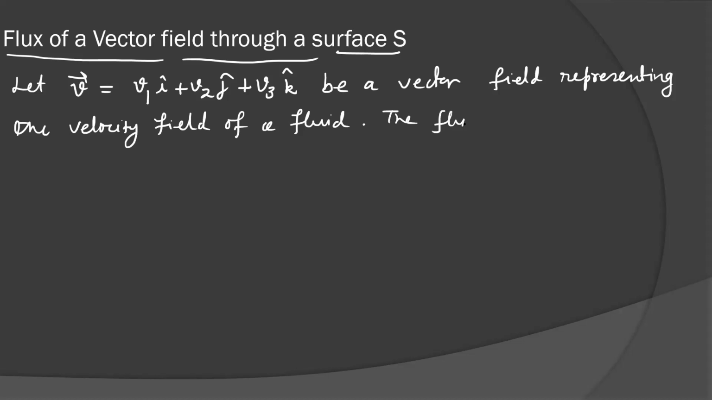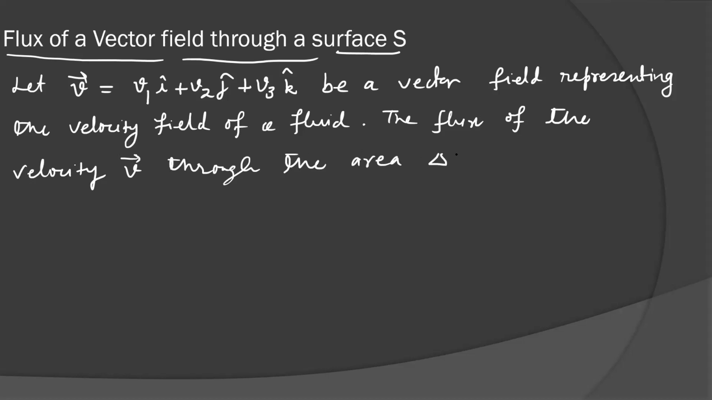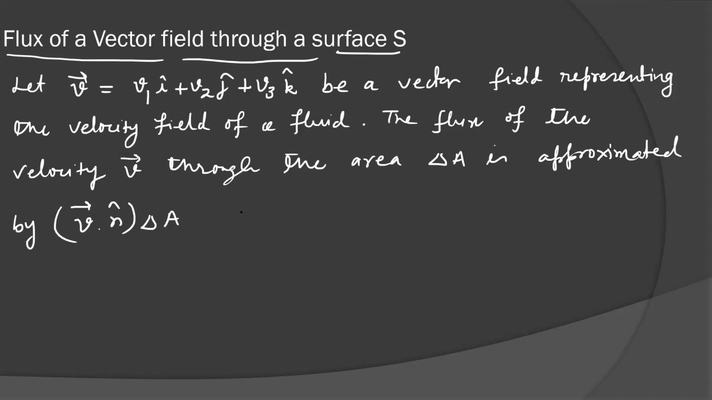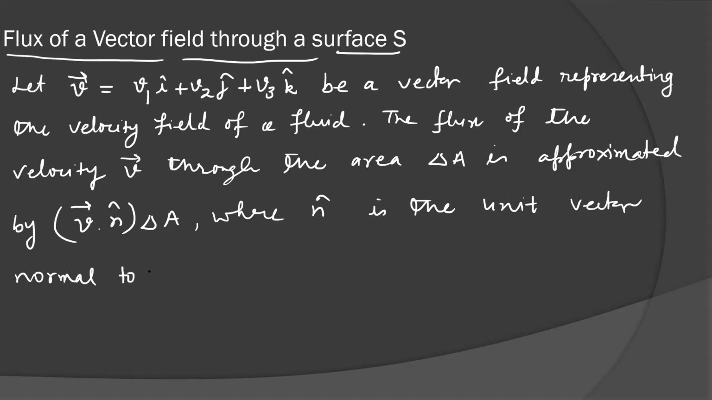The flux of the velocity vector V through a small area delta A is approximated by V dot n cap delta A, where n cap is the unit vector normal to the surface, or you can say unit normal vector.